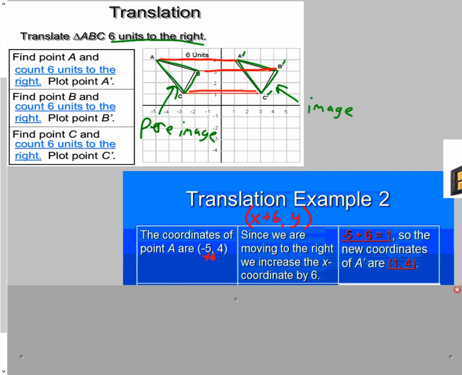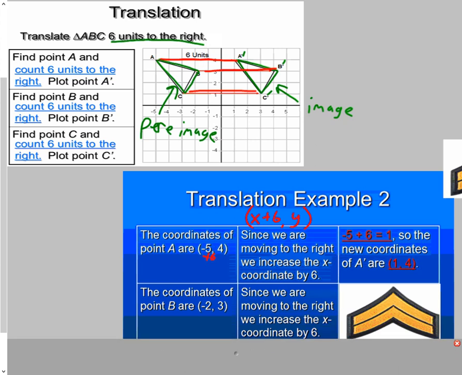All right, we're going to do the same thing with every single point. Point B was -2, 3. And if we're moving to the right, we've got to add 6 to the x. So add 6 to the x. That will get us up to 4, I believe.